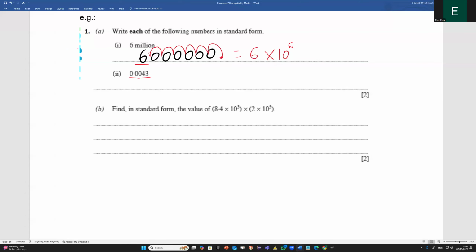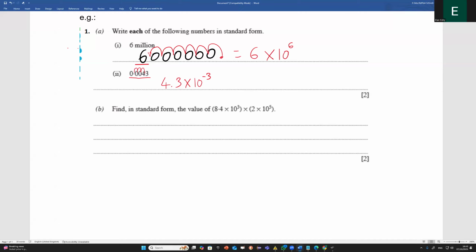So how would I write 0.0043 in standard form? That would be 4.3 times 10 to the minus 3. Brilliant. And it's minus 3 because it's 0 point something. Whenever it's 0 point something, it's a negative power.